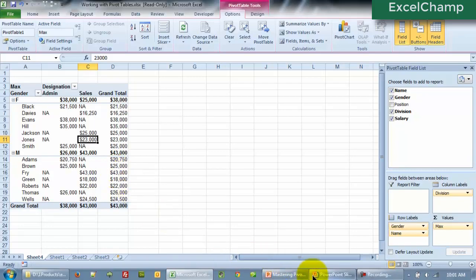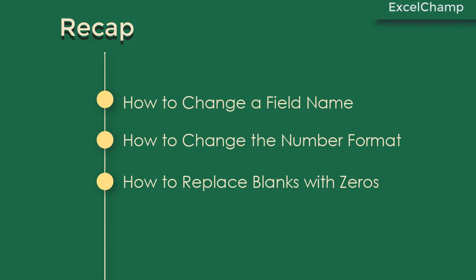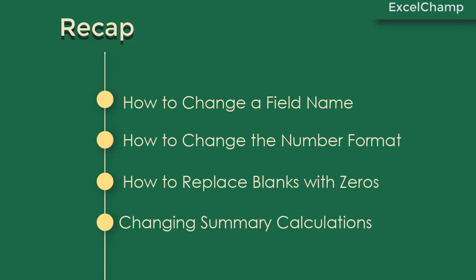In this video lesson, we have seen how to change a field name, how to apply a number format, how to replace blanks with zeros, and how to do simple summary calculation changes. So what you should do now is to open the file working with pivot tables and try out all these 4 things that we have done.